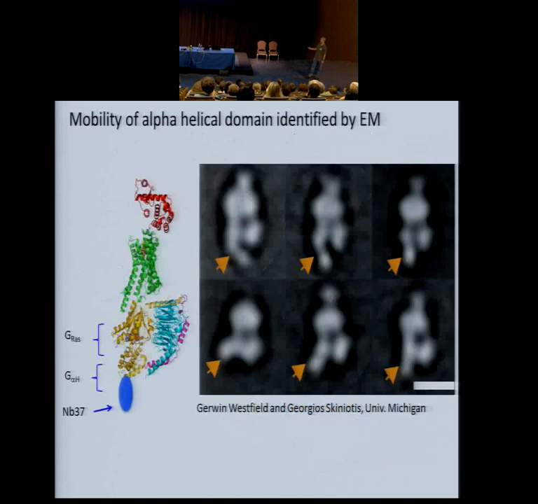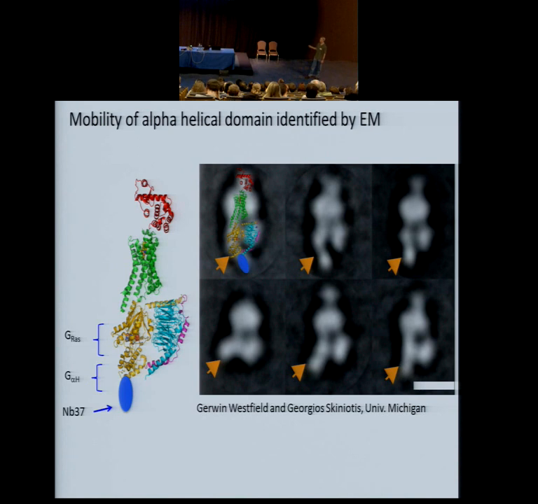One of those lines of evidence was a series of experiments that were being done in parallel at the University of Michigan by our collaborators, Gerwin Westfield and Yorgos Kiniotis. And what they were doing is negative stain electron microscopy on the same complex using an antibody which binds to the alpha helical domain. And they observed a huge number of conformations of this complex in the region that is expected to be the alpha helical domain. And this is identified using this antibody fragment. And so this further indicates that there's likely to be conformational heterogeneity in this region.